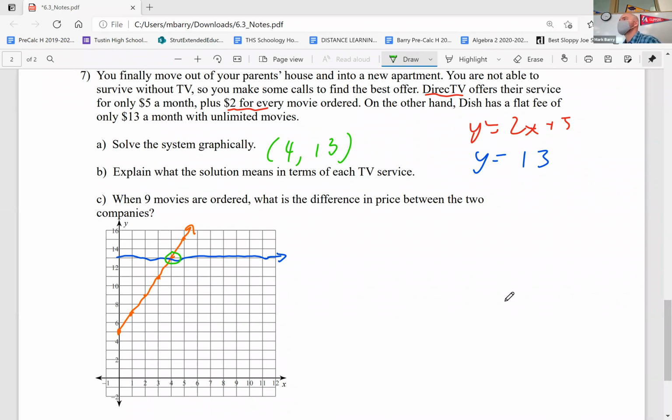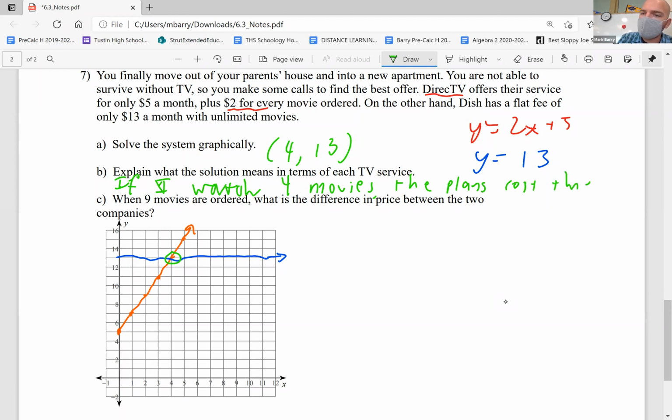Well, if we really think about it, the solution is where the two lines intersect, correct? So that's the point at which the two plans are the same. And so what I'm going to say there is, if I watch 4 movies, the plans cost the same. And what do they both cost? I'll go ahead and put that in parentheses. They both cost me $13.